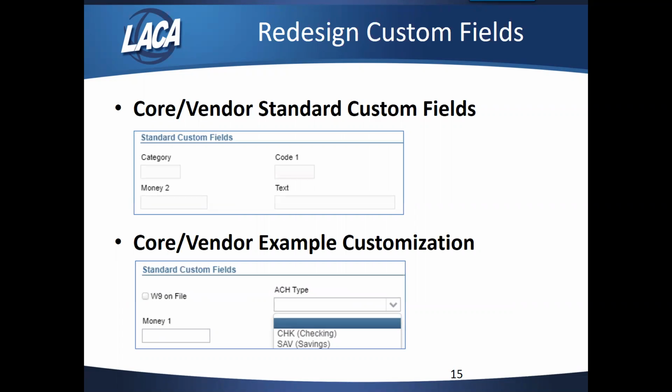So on your screen, I have a screenshot here. If you were to go in under Core and pick the vendor record and view your vendor record as it imported from Classic, you can scroll down and see a section of the screen that says Standard Custom Fields. And this is a screenshot of just a few of those. So there's one called Category, one called Code 1, one called Money 2. I cut out Money 1, it was over to the right further.